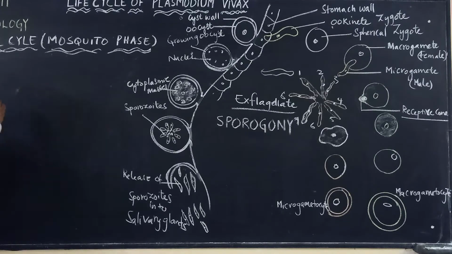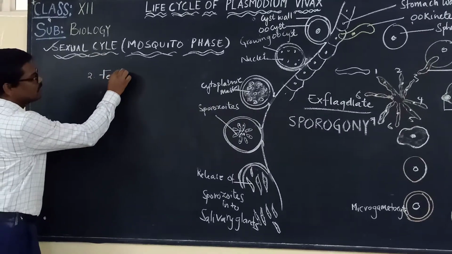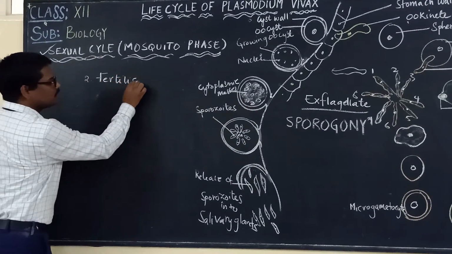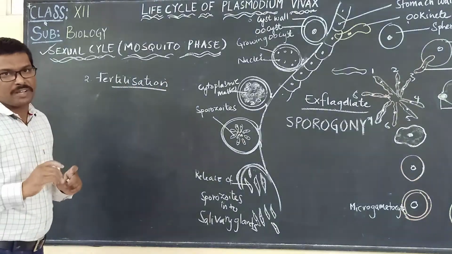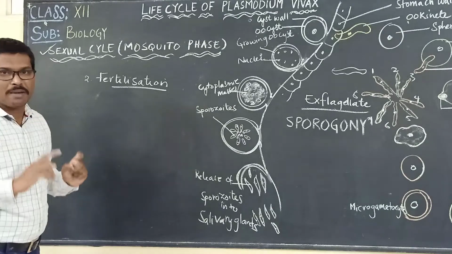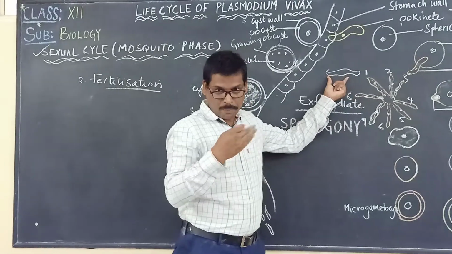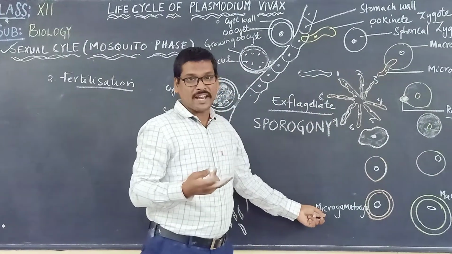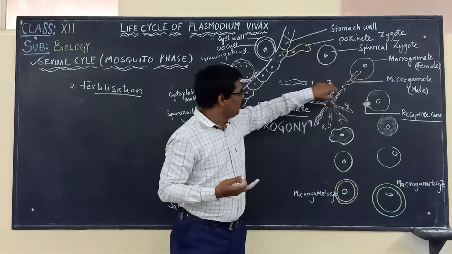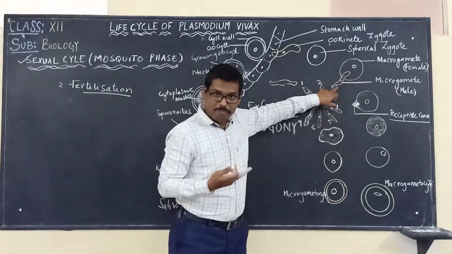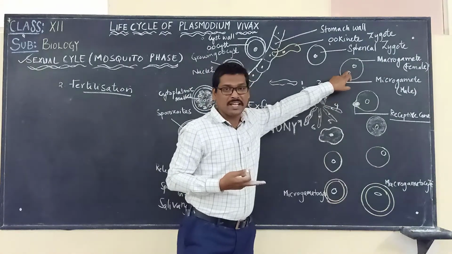Now the next one is fertilization. The second stage in the sexual cycle is fertilization. How will the fertilization take place? Here we understood that there are male gametes and female gametes. One of the male gametes, which is separated from the microgametocyte by a process called exflagellation, goes and fuses with the female gamete.